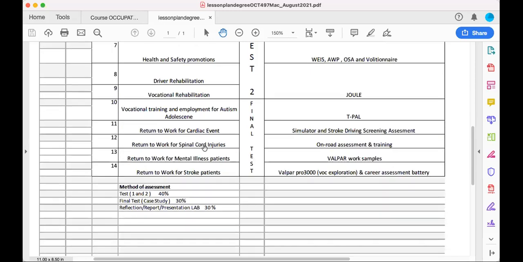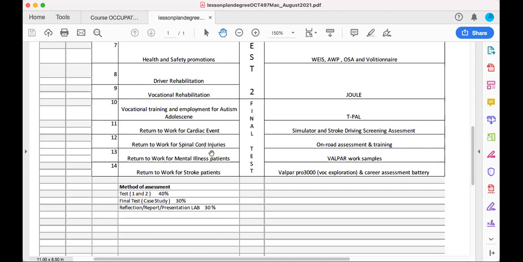Then at week 11, return to work for cardiac event. For patients who suffer a cardiac event, such as a blockage, or they have surgery or an operation to reduce the blockage. So how do we address their return to work after a cardiac event.